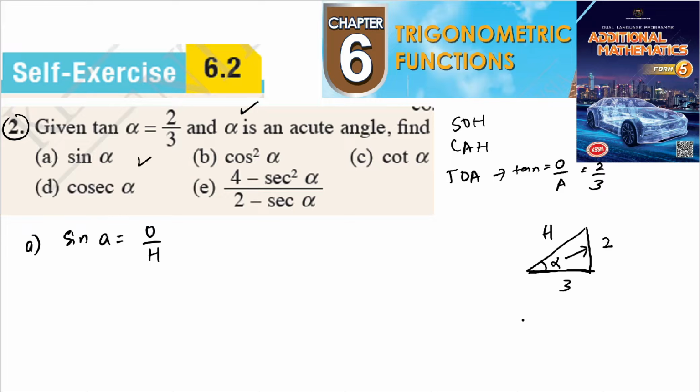So we know Pythagoras theorem, 2 square plus 3 square is equal to H square. So here, H square is equal to 2 square, which is 4, and 3 square is 9, so it's equal to 13. So H is equal to root 13. So sine A is equal to opposite divided by hypotenuse. Opposite of A is 2, and hypotenuse is root 13.